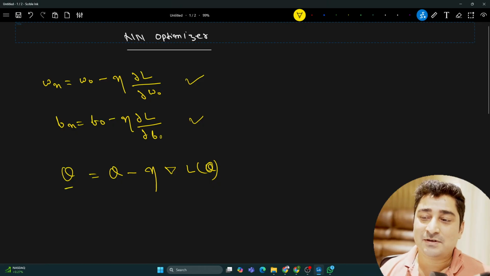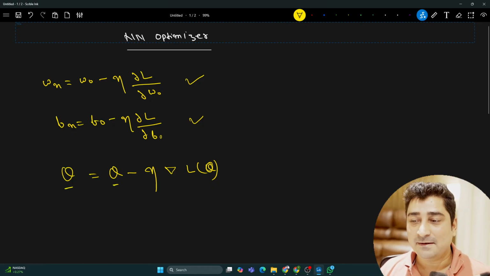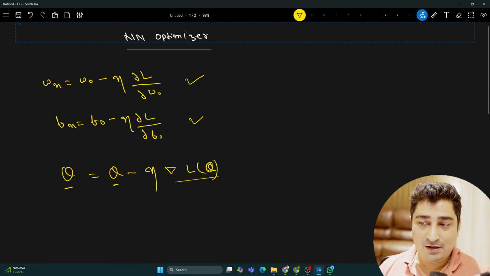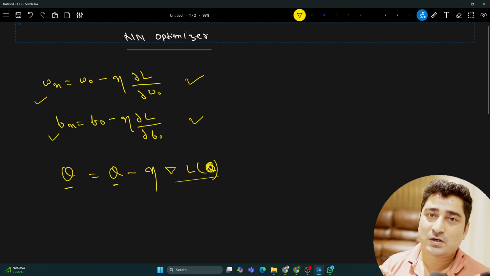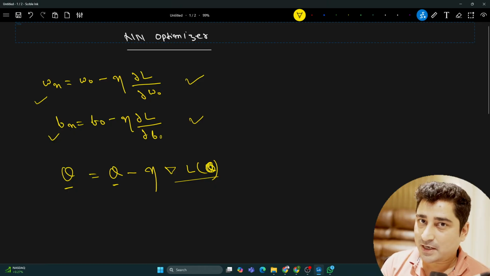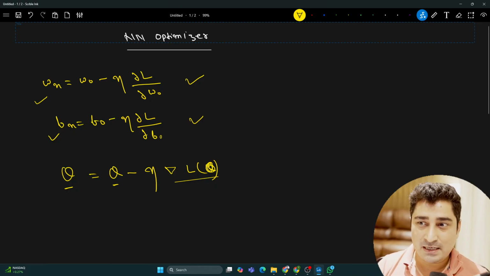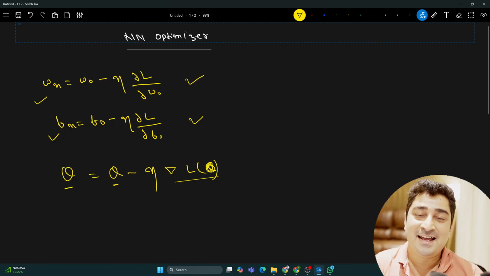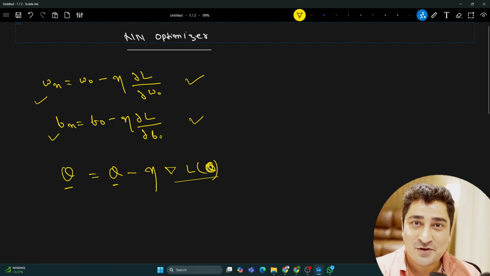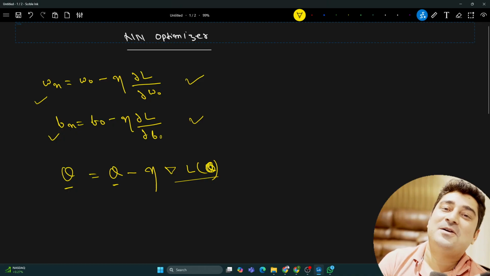Anything new is going to be anything old minus eta, and then the partial derivative of the loss with respect to that. Technically, this is what I have written even over here, and this is what I used before when I was talking about backward propagation, where I did a very lengthy mathematical calculation to adjust my weights starting from weight 1, 2, 3, 4, 5 and 6, and then my biases B1 and B2. So this is actually called the optimizer.